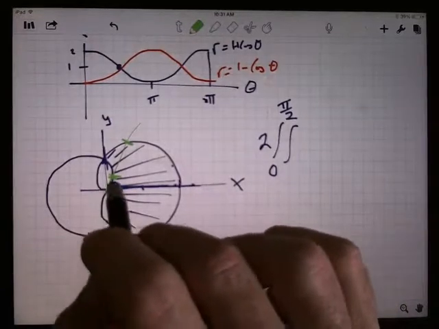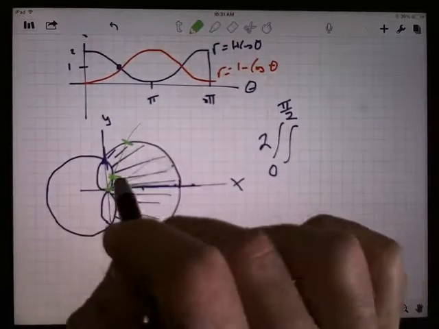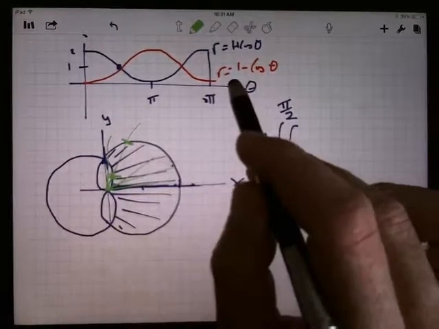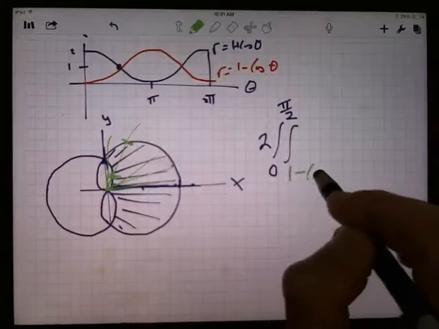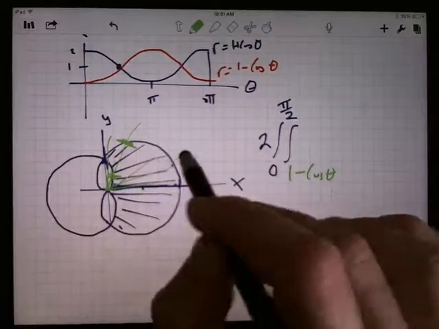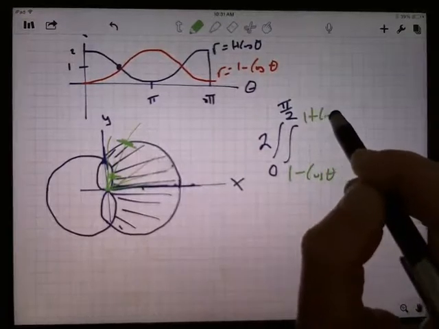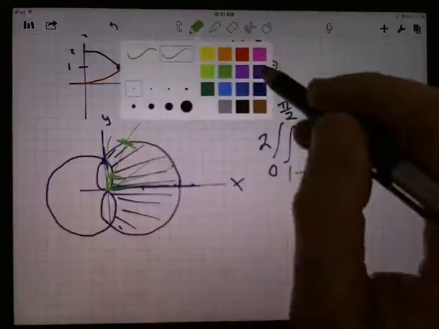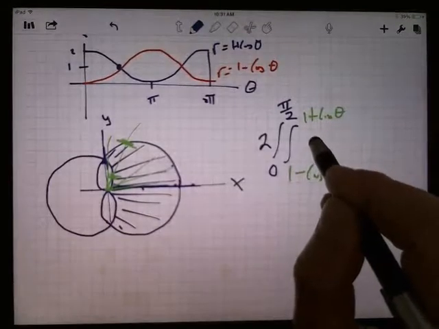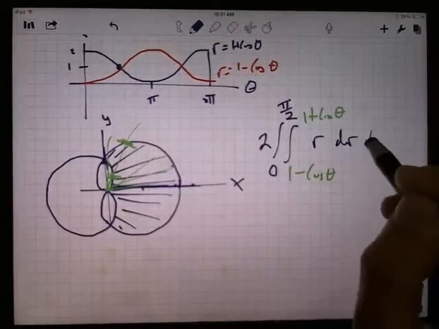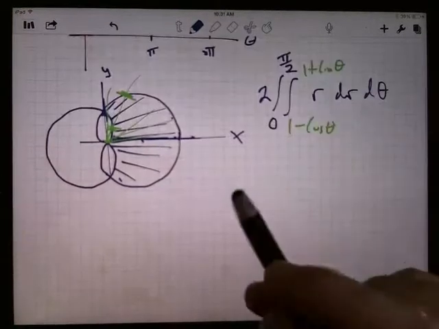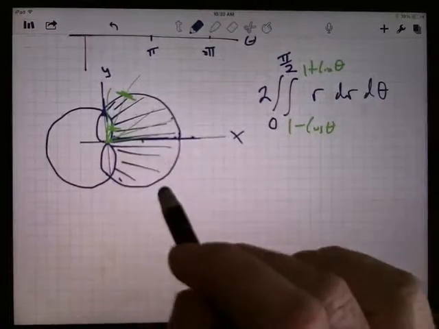So for each value of theta, looking at all of these going this way, each time you start on this curve, which is 1 minus the cosine of theta, and you stop when you get to that outside curve of 1 plus the cosine of theta. Then I'm integrating dA, but dA here is r dr d theta. So there we go. That's the integral I need to do to calculate this area.